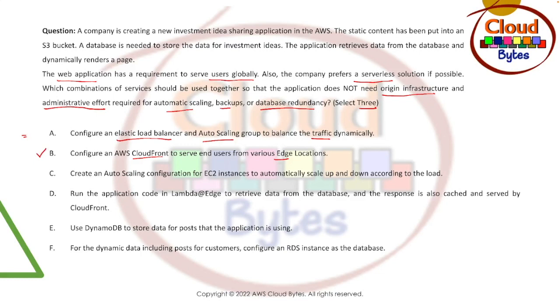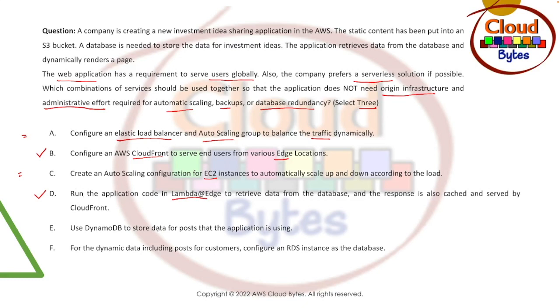Let's create an auto scaling configuration for EC2 instances to automatically scale up and down according to the load. The preferred approach is to go serverless. If you go by EC2, it is not serverless. You have to manage it. All of it will be administrative or maintenance effort. So it can be done, but it's not the preferred approach right now. Run the application code in Lambda@Edge to retrieve data from the database, and the response is also cached and served by CloudFront. So Lambda@Edge is a Lambda that can be triggered from edge locations to connect to services and fetch data as needed. So this works hand in hand with CloudFront. So this is another preferred option.